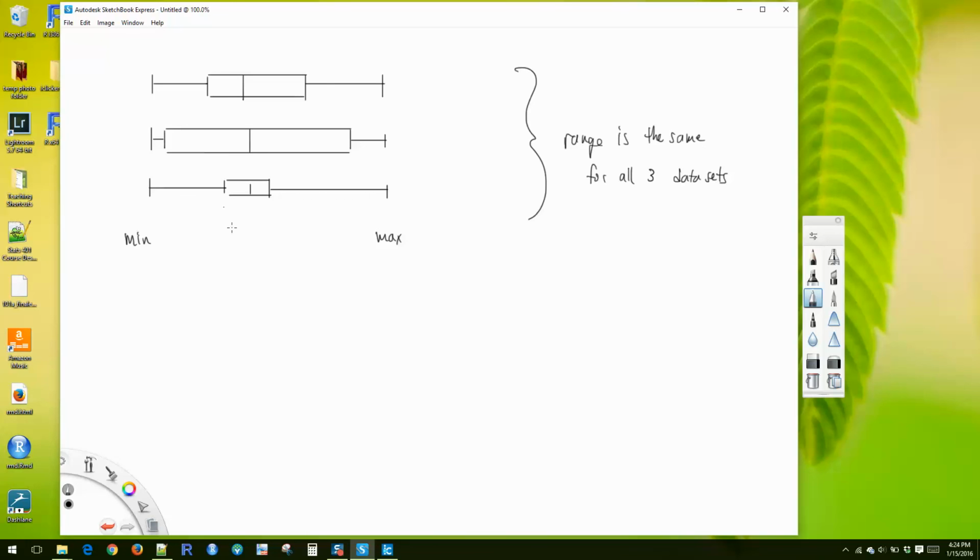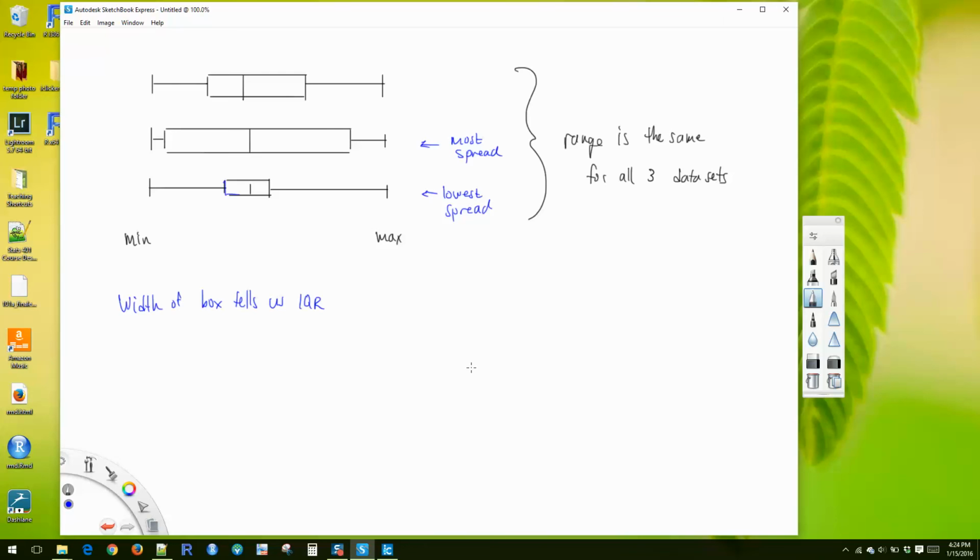Okay, so each box plot represents a different data set. However, just by looking at the box, the width of the box tells us the IQR. And so we can say this has the least spread, and this has the most spread. Okay, just by looking at the width of the box.